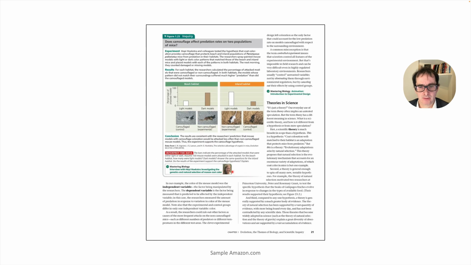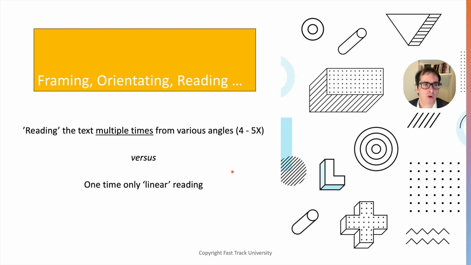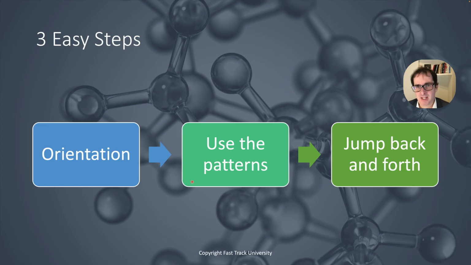So by doing that, it will help you to give a framing, an orientation, a reading comprehension, which is much deeper. In a certain way, you read it already multiple times, but with different depths from various angles, versus the one-time only linear reading. So that's the benefit from it. So the easy steps are very much orientation first, like I showed, the use of those patterns I mentioned, and you will be jumping back and forth a little bit before you start reading the final text completely.